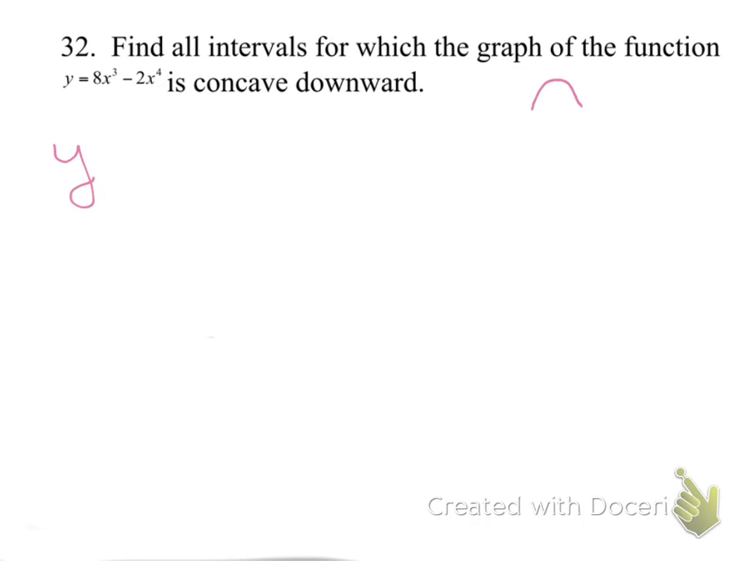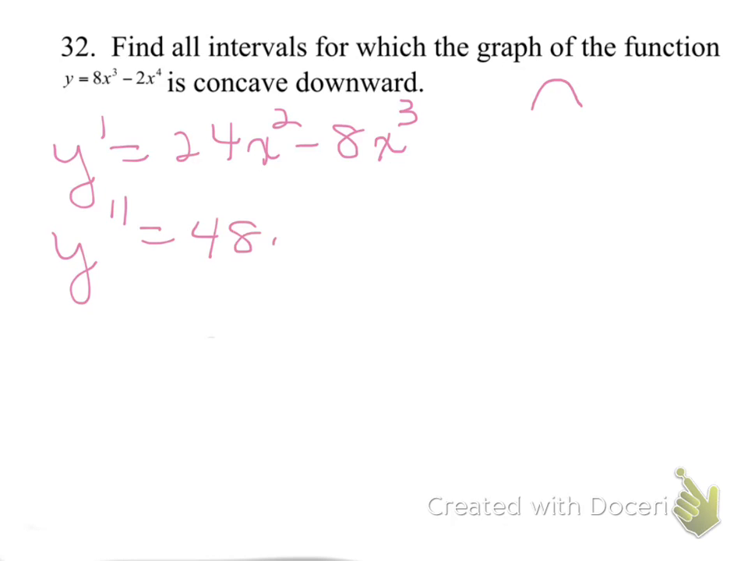So I have y prime equals 3 times x. 3 times 8 is 24, so 24x squared minus 8x cubed. Okay, so that's our first derivative. Let's go for our second derivative. 2 times 24 is 48x minus 3 times 8 is 24x squared.